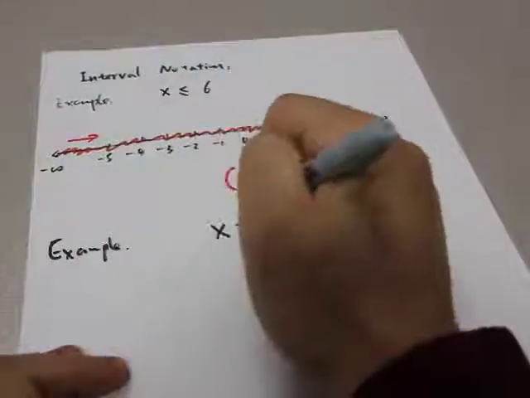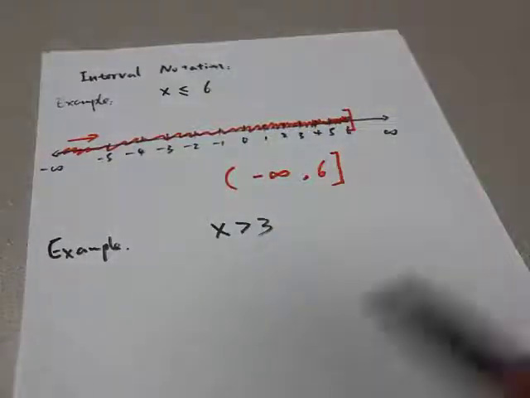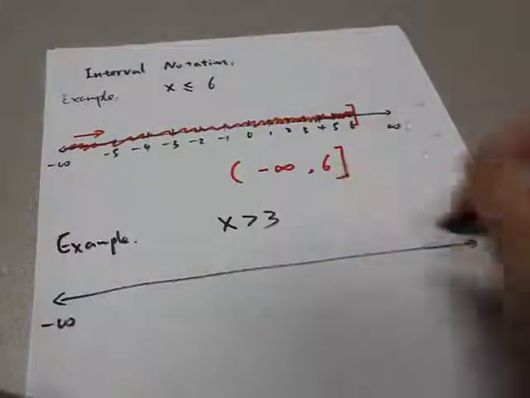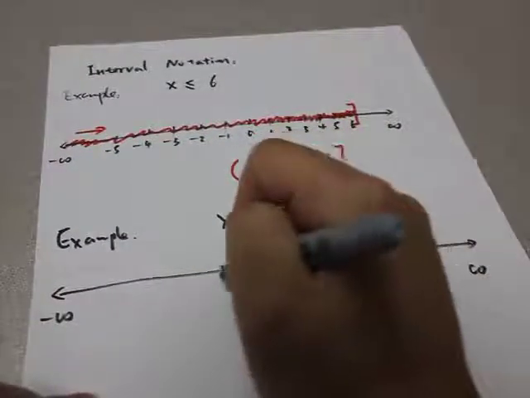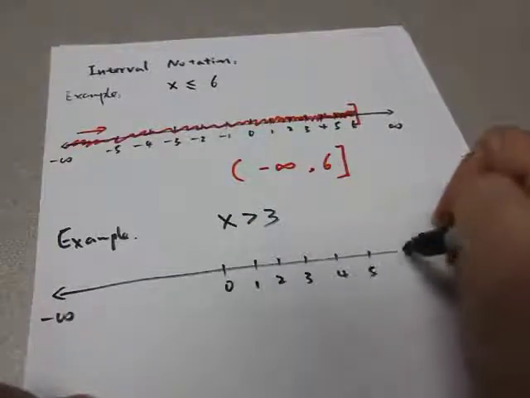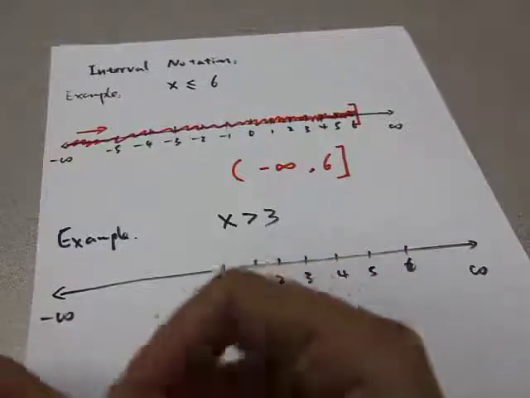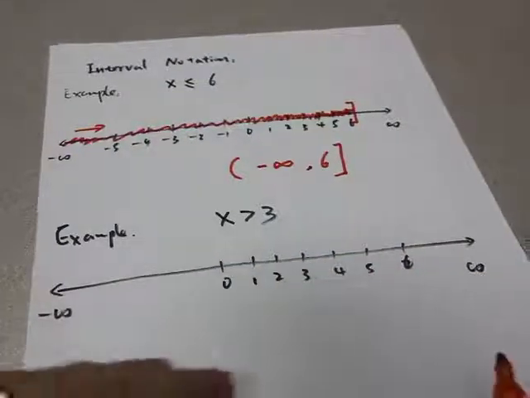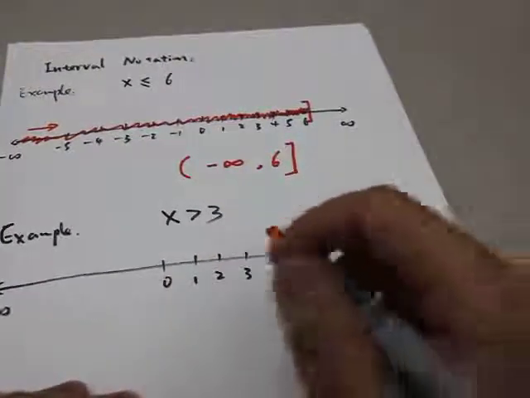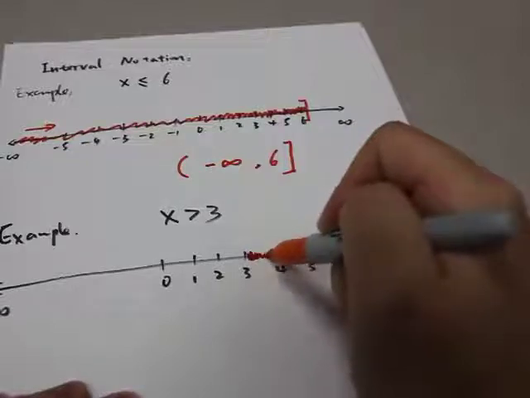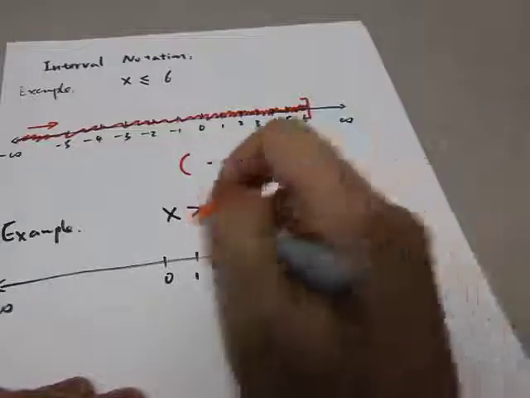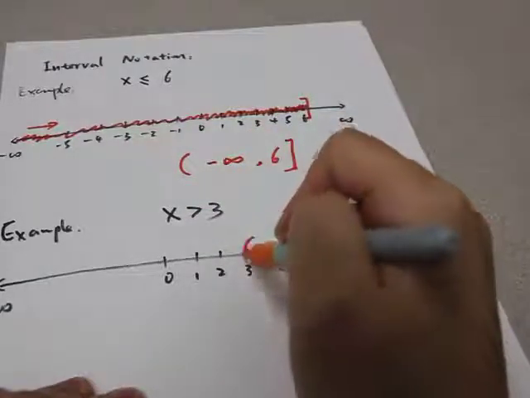Let's say x greater than 3. Let's think about how to use interval notation to represent this solution. So first we'll need to graph this solution. So now x is greater than 3. So any numbers greater than 3. So we should corner everything on the right side of 3. And at 3 we put a parenthesis like this.